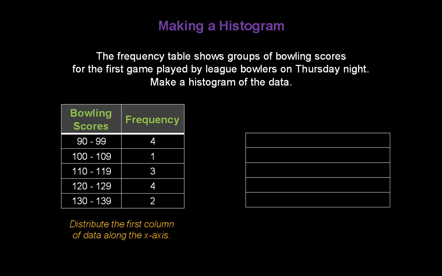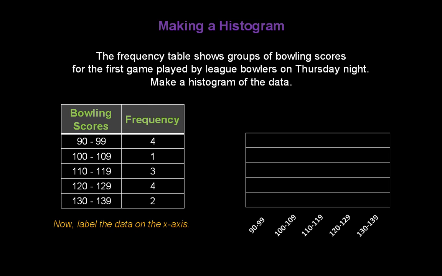First thing we should do is start labeling our axes. Let's do the horizontal one first. Distribute the first column of data along the x-axis. Have a space for 90 to 99, 100 to 109, 110 to 119, 120 to 129, and 130 to 139. They should be distributed evenly along the bottom of your chart. And once you do that, label the data on that axis, and that happens to be bowling scores.